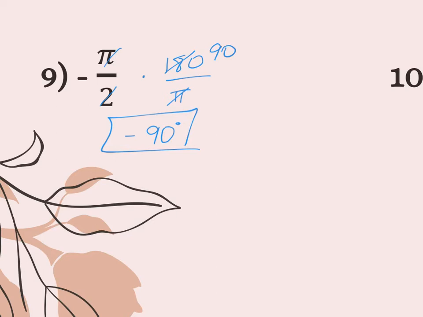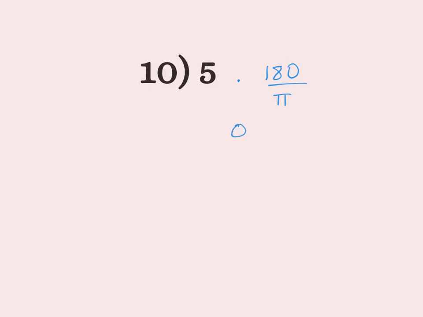Questions so far? Okay, so is 10 in radians or degrees? It's in radians, so I have to multiply times 180 over pi. So without a calculator, I would just multiply that out. I'd get 900 over pi.